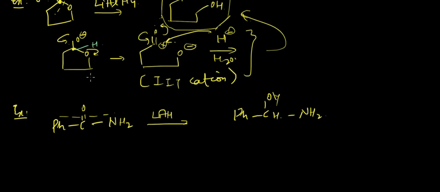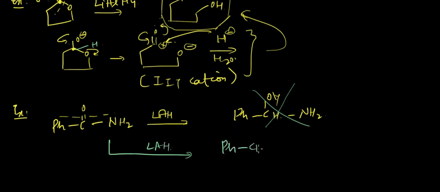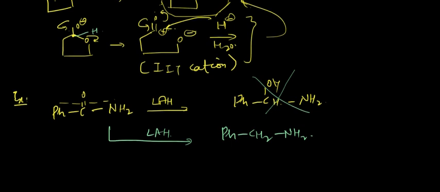As I have mentioned in the notes in the first few minutes of the lecture, nitrogen-containing compounds such as amide, cyanide, isocyanide and NO2 will convert into amine. So this will convert into amine. With this we come to an end of this lecture.